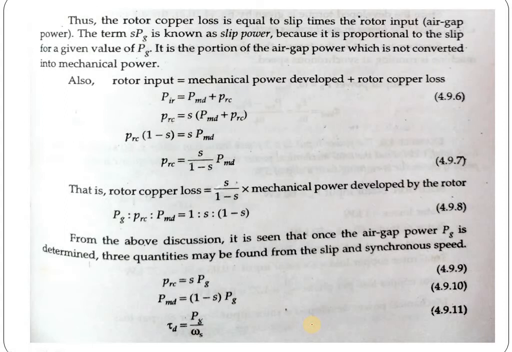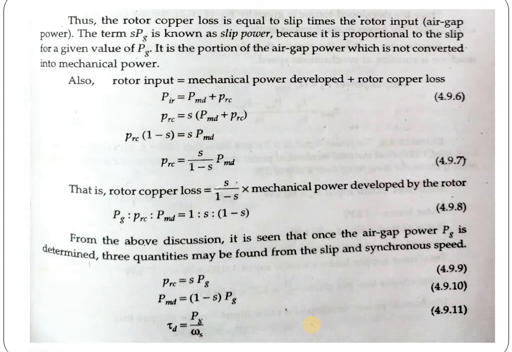The term S PG is known as slip power because it is proportional to the slip for a given value of PG. It is the proportion of the air gap power which is not converted into mechanical power. And also the rotor input is equal to mechanical power developed plus rotor copper loss, that is PIR equals PMD plus PRC, where PRC equals S into PIR.